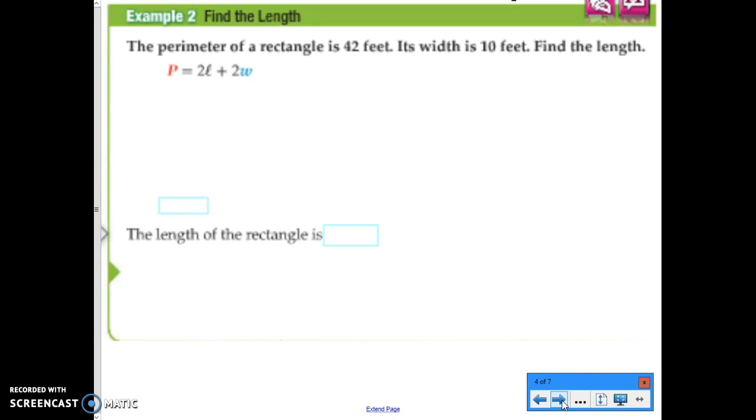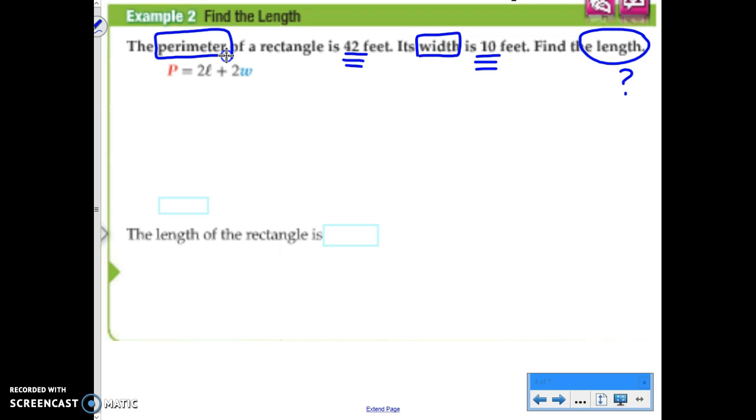In the next example, now we're going to be just asked to find the length. So you'll be given some information, and you're going to plug in the information that you know to solve for a variable. So here it says the perimeter of a rectangle is 42 feet. So the total perimeter is 42 feet. It says its width is 10 feet. Find the length. So this is what we're trying to figure out.